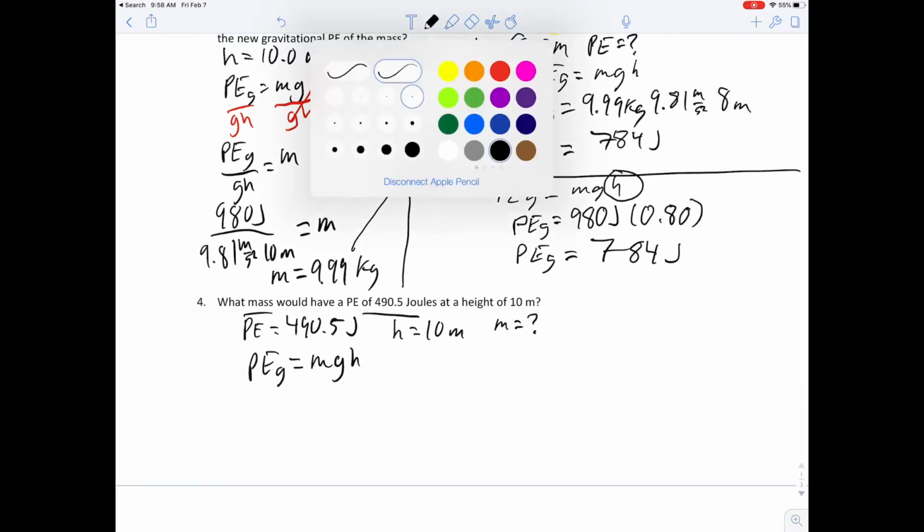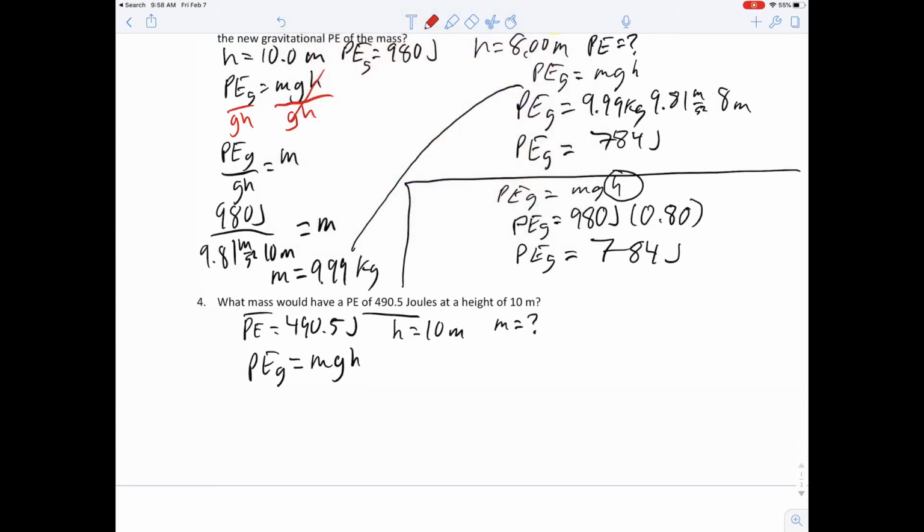MGH. Okay, so once again, I'm going to divide by GH. Oh, so it's kind of like doing the same problem again. Apologize that it's two in a row, but whatever, it's good practice. Sometimes you just need to solve for the mass.